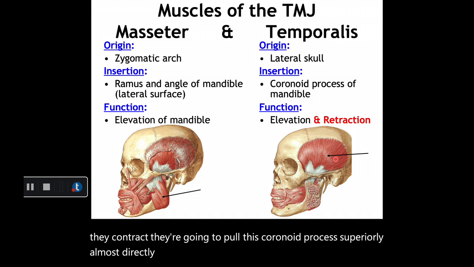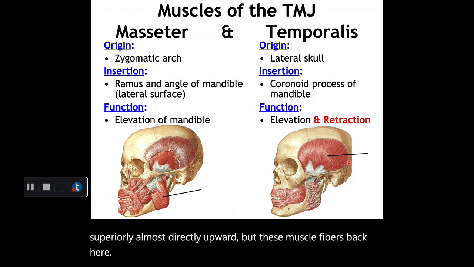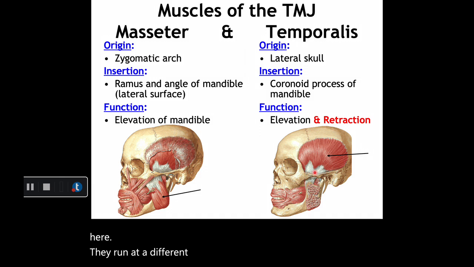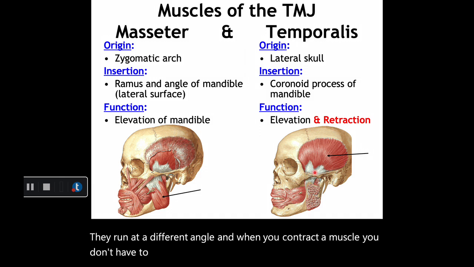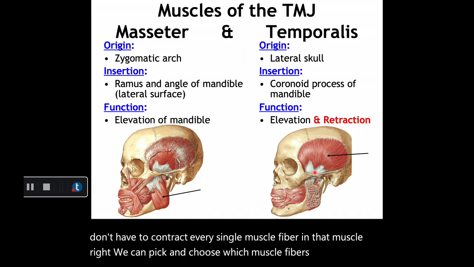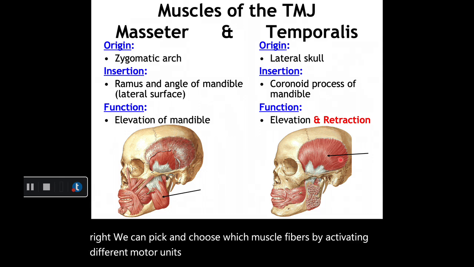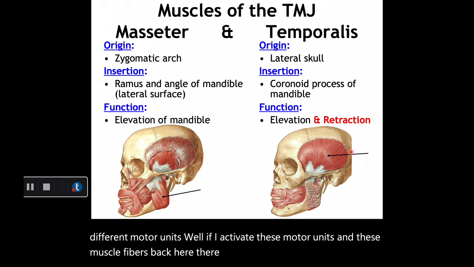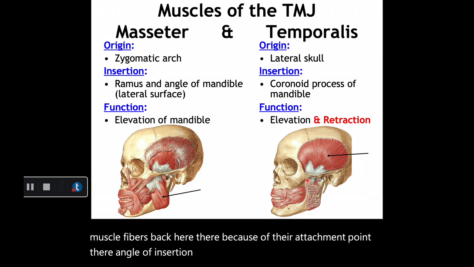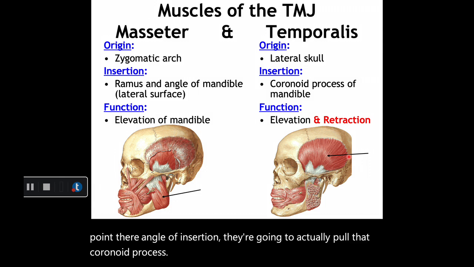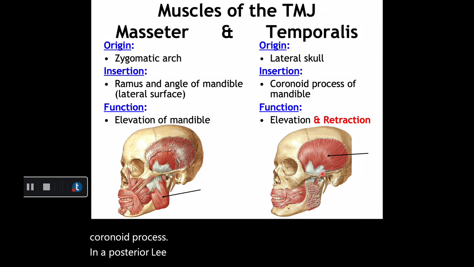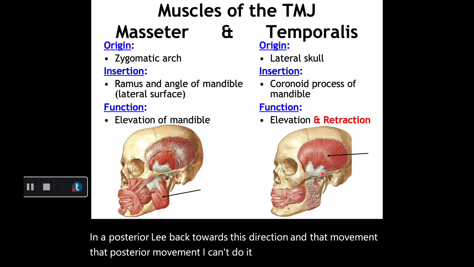But these muscle fibers back here, they run at a different angle. All right, and when you contract a muscle, you don't have to contract every single muscle fiber in that muscle, right? We can pick and choose which muscle fibers by activating different motor units. Well, if I activate these motor units and these muscle fibers back here, because of their attachment point, their angle of insertion, they're going to actually pull that coronoid process in posteriorly back towards this direction. And that movement, that posterior movement, I can't do it on the model, is called retraction.